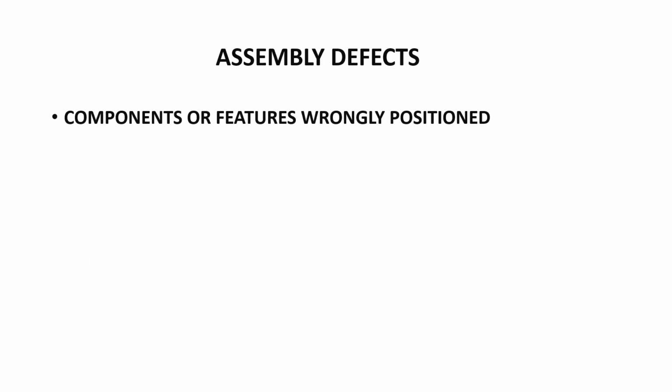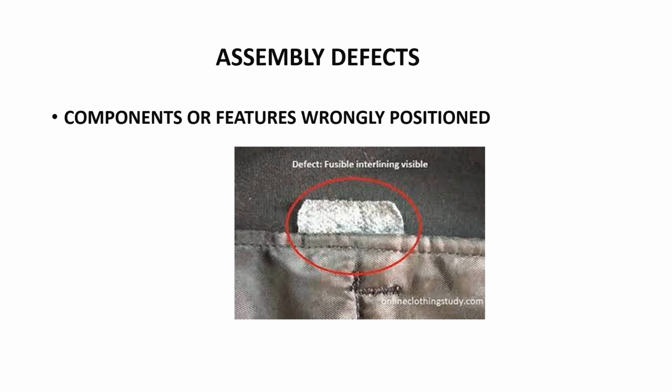Now it also talks about the components or features wrongly positioned. Suppose some component like a zipper is there or some button is there. They are not correctly stitched in the right area. So it is wrongly positioned. Components or features are wrongly positioned in the assembly. So that's why it is also called the assembly defect, as shown in the figure.